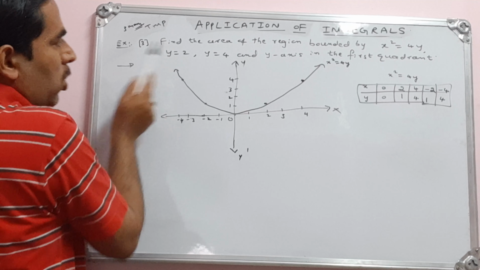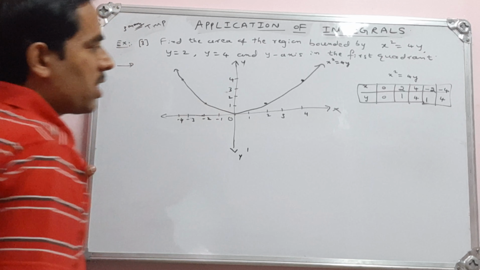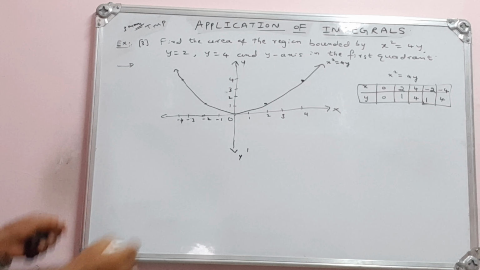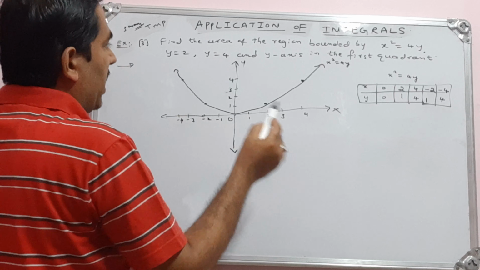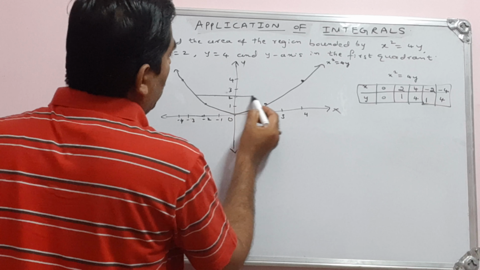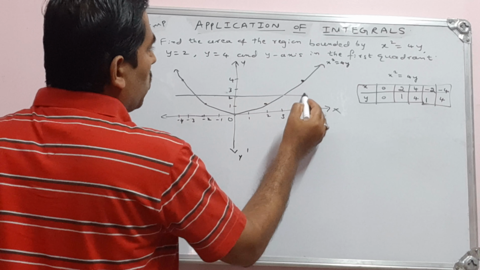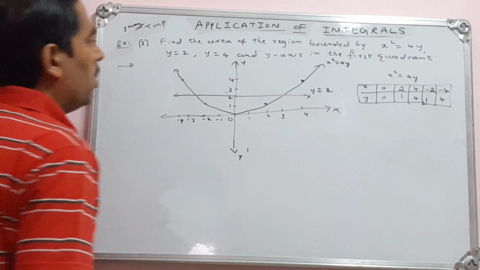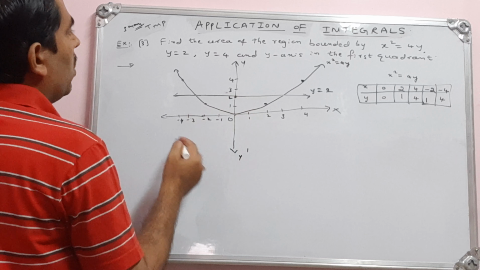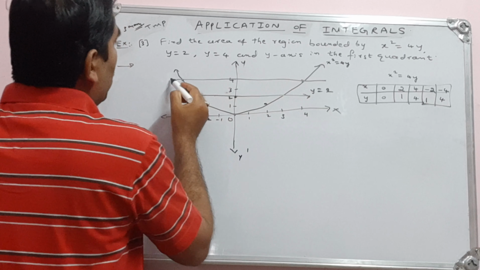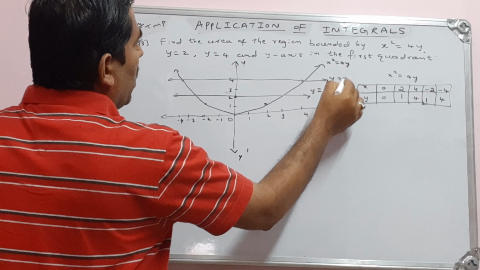y is equal to 2 is a line, y is equal to 4 is another line. So y is equal to 2 is a line which is parallel to the x-axis, so that passes through 2. So this is y is equal to 2. Then y is equal to 4. So this line is y is equal to 4.